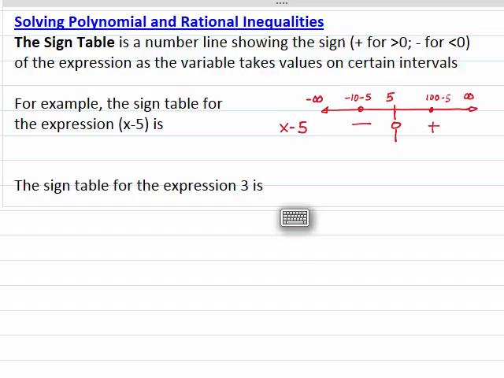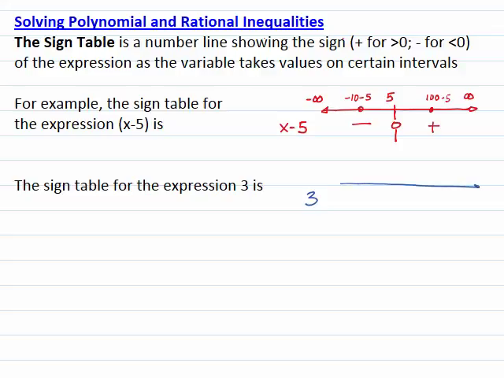The sign table for the expression 3 looks like this. 3. This is the number line from negative infinity to infinity. 3 is never equal to 0, and 3 is positive on every area on the number line.